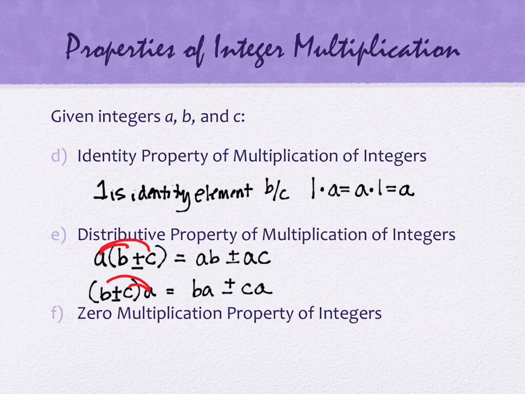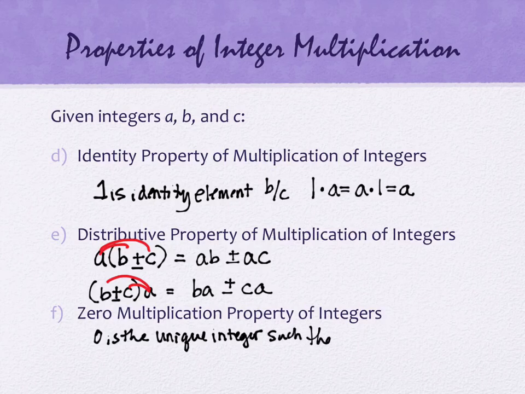And the last one is the special number 0. So 0 is the unique integer such that A times 0 or 0 times A is equal to 0. Notice how that's different than D, right? On the 0 property, it's zeros everywhere. On the identity property, it's A's everywhere.